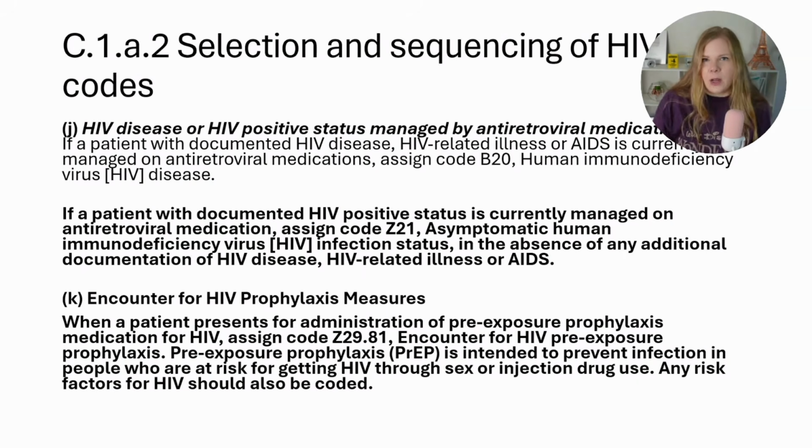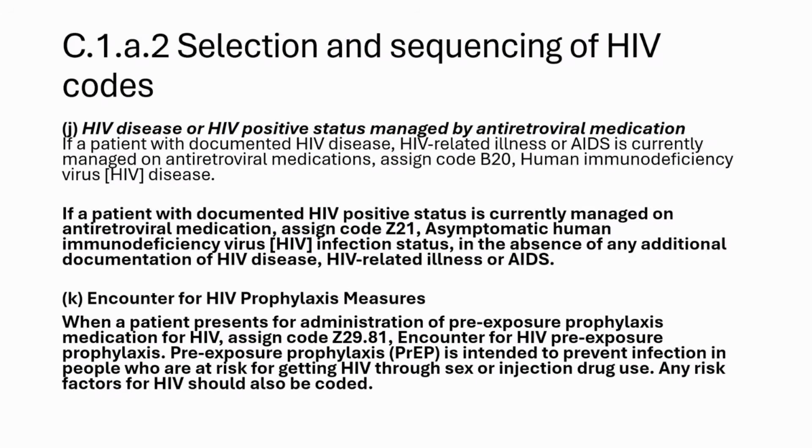But in this guideline, what we're looking for is things like the medication status. So HIV disease or related illnesses on antiretrovirals, B20. HIV positive, asymptomatic on antiretrovirals, Z21 category, unless there's documentation of HIV disease. If it is for PrEP, pre-exposure prophylaxis, we use code Z29.81, and that's for encounters to administer PrEP. And any documented risk factors that the patient has, include those as well.